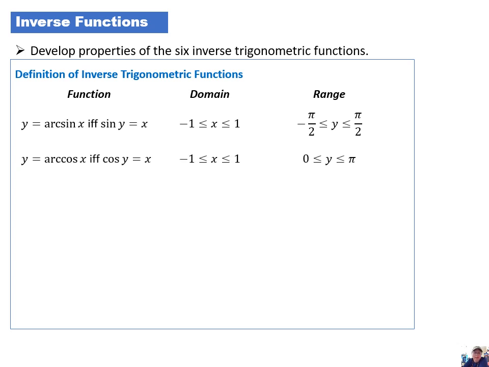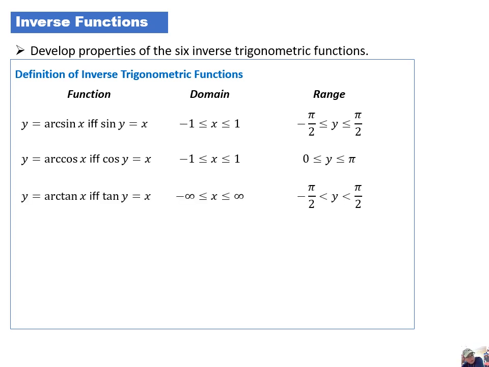Arc cosine is a function if and only if cosine of y equals x. Its domain is the same as arc sine, -1 to 1. Its range goes from 0 to pi. So if we think about it, arc sine is quadrant 4 and quadrant 1, and arc cosine is quadrant 1 and quadrant 2. That's where its answers are.